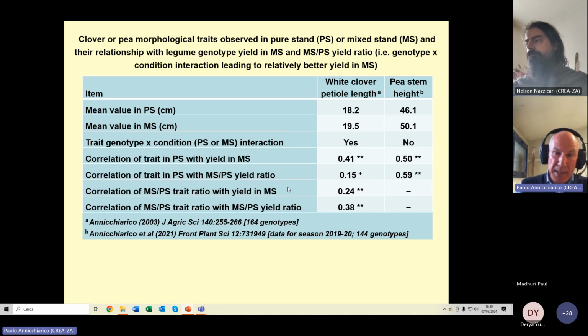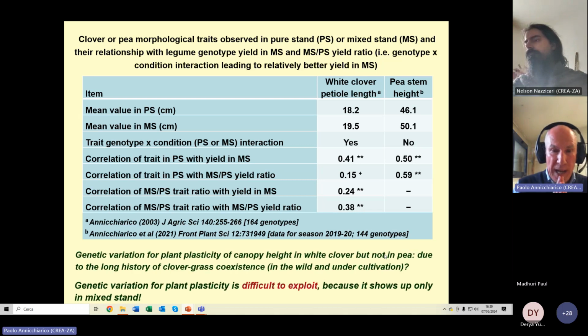And this partial plasticity trait of white clover is indeed further important for better stand in the competition by grasses. You see, this ability to make a relatively greater petiole elongation is then further associated with yield in mixed stand and with a relatively better yield in mixed stand of the clovers.